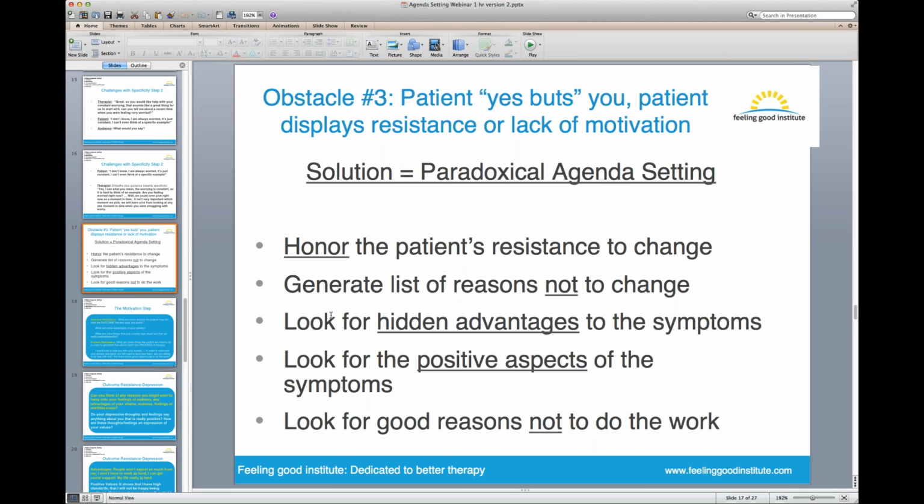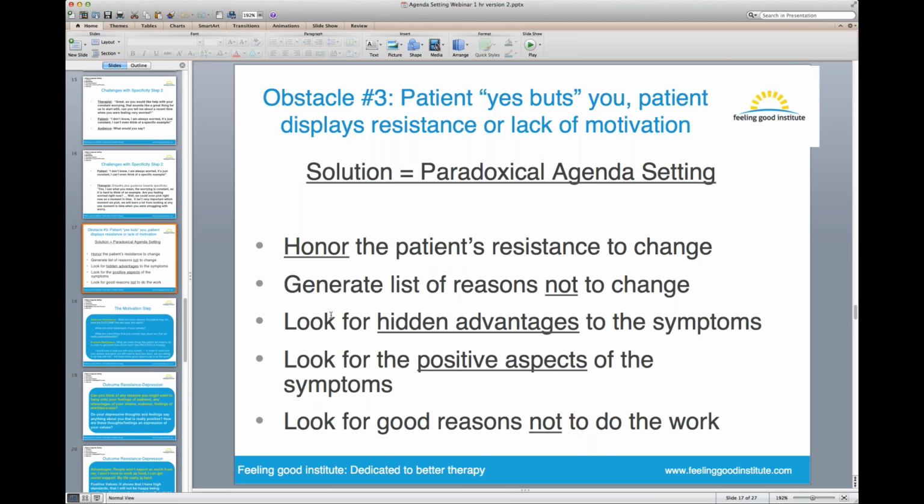So if you find your patient tends to say "yes, but" or displays resistance or a lack of motivation, we say the solution here is what we call paradoxical agenda setting. So we actually are going to proactively honor the patient's resistance to change.